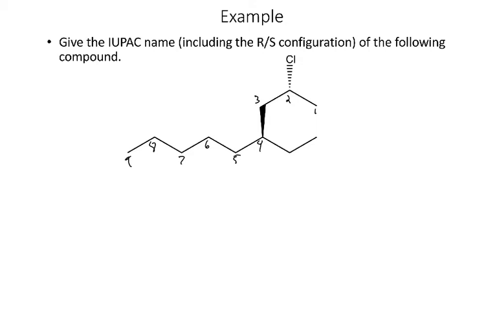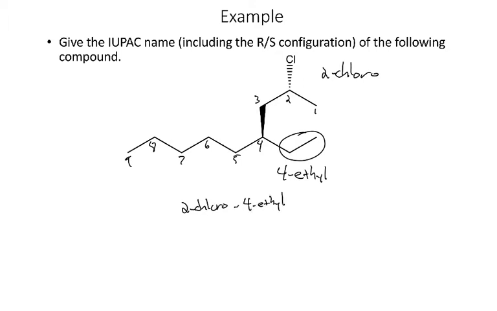All right, I have 2 substituents. I have an ethyl at position 4. I have a chloro at position 2. So if I put those in alphabetical order, I have 2-chloro, 4-ethyl, nonane. And I need to assign these configurations.